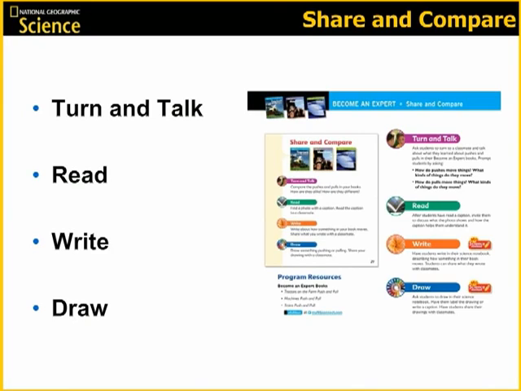After students have read their Become an Expert books, they will then share and compare what they have learned with others in the class by turning and talking, reading, writing, and/or drawing. This is a great opportunity to have students use their science notebook and/or MyNG Connect digital library to find pictures or video clips to help them share more about their new area of expertise.